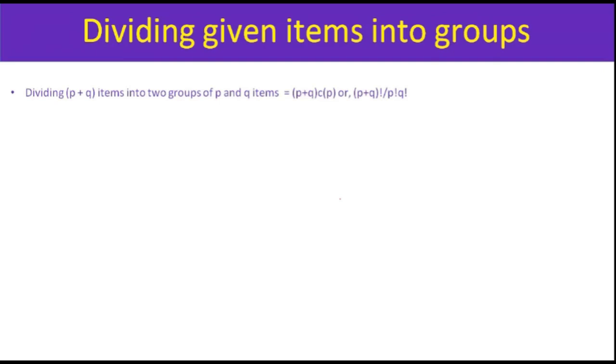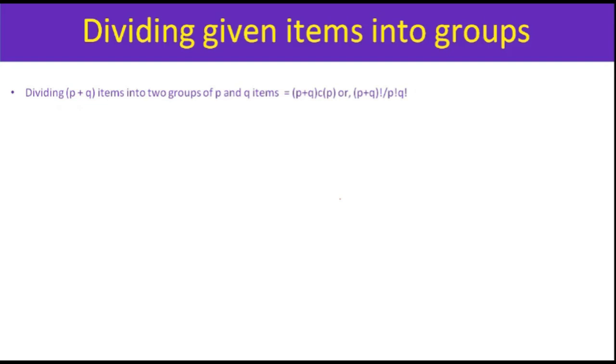Again, see, some more theory, like in how many ways can you divide p plus q items into 2 groups of p and q each? Which means out of p plus q items, you just choose p items and the second group would be created by itself. So hence the formula becomes simple. You have a total of p plus q items, you just choose p and the leftover would essentially form a group. So p plus q, C p.